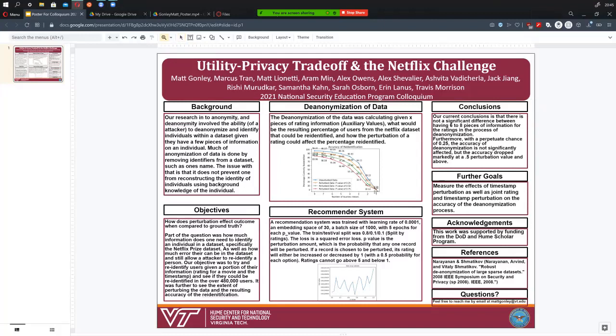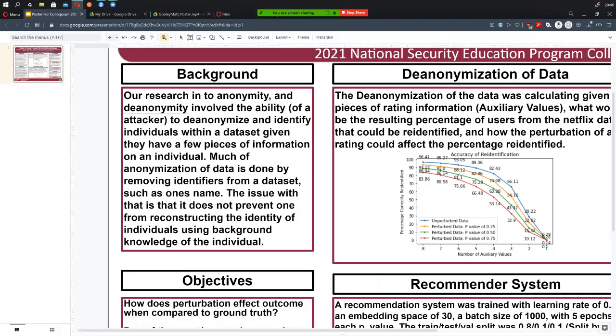So for our background, our research was into the anonymity and de-anonymity involved in a data set, and the ability of an attacker to de-anonymize and identify individuals within a data set that is thought to be anonymized, based upon a few pieces of information they might have on the individual. Because much of anonymization is done by removing identifiers such as people's names or date of birth from a data set. But that does not prevent an attacker from re-identifying them with quasi-identifiers and other information they might have about an individual that would be found within the data set.